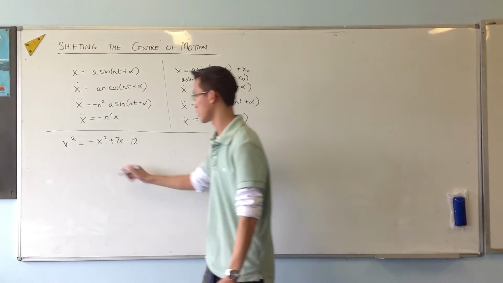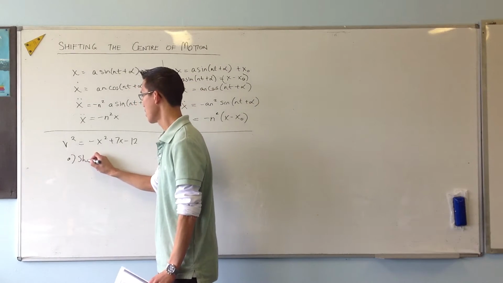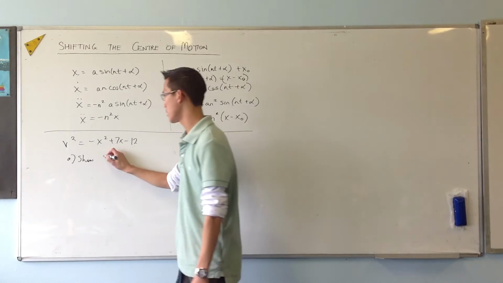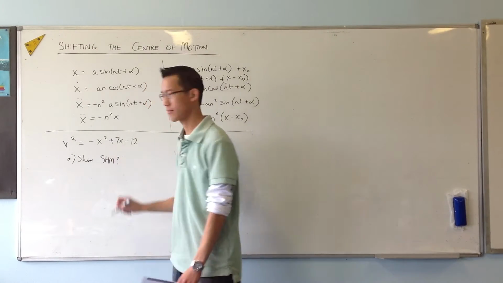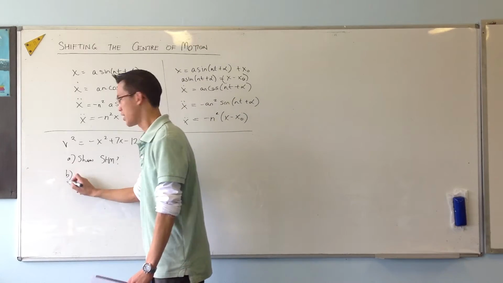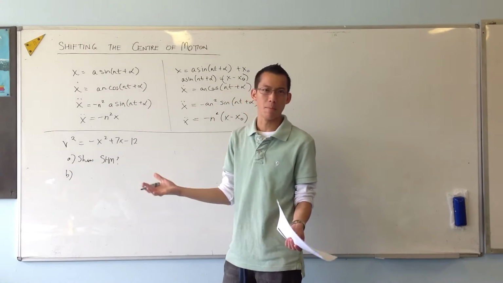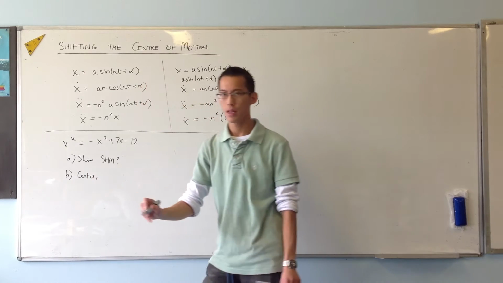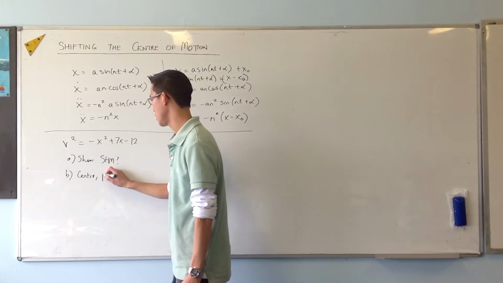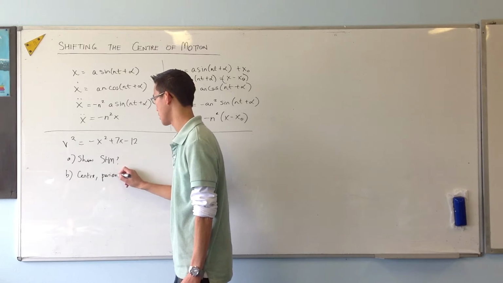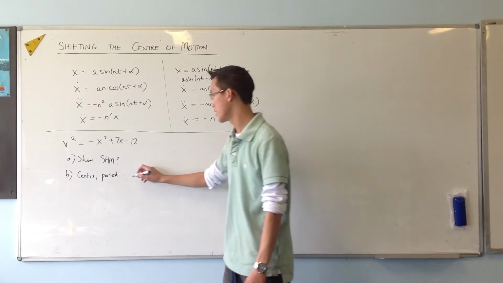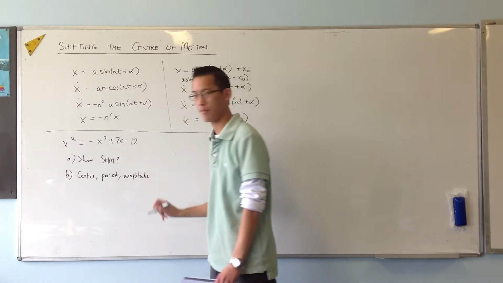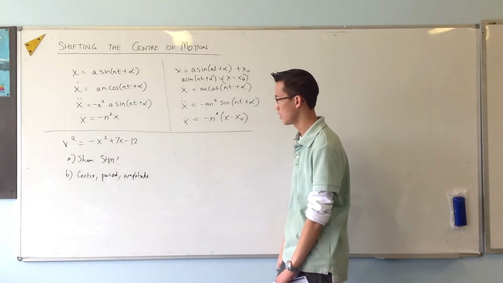I'm going to ask for three things. Can we show that a particle whose motion is governed by this equation is simple harmonic motion? Secondly, can we find its important statistics, namely its center of motion, how frequently it oscillates, and its amplitude, how far it moves back and forth?